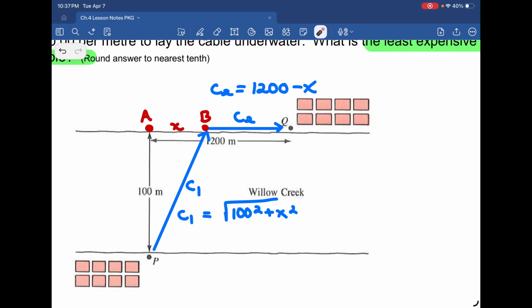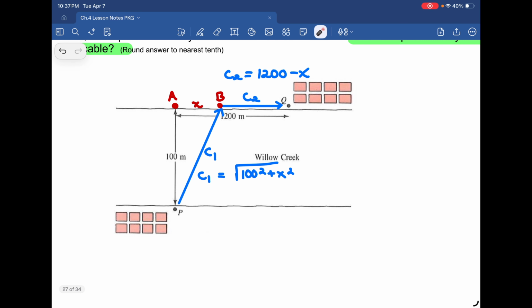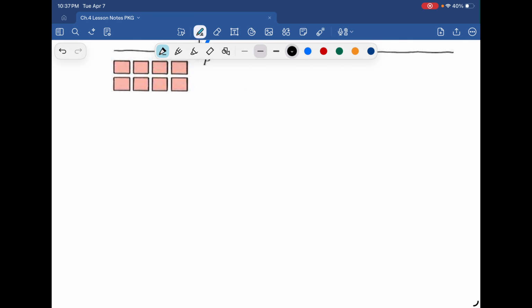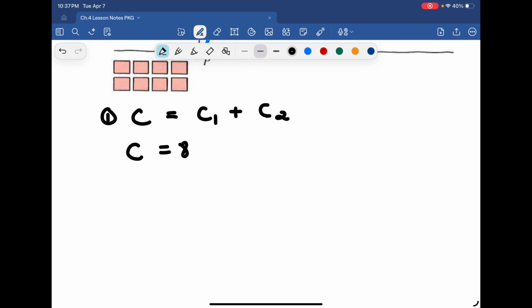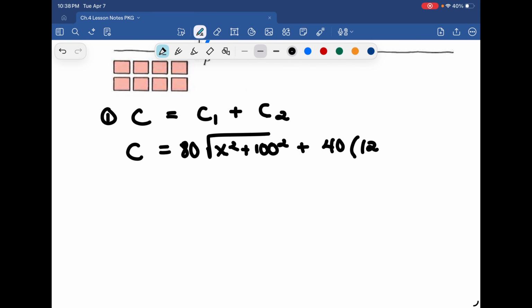Okay, great. Now we have a definition in terms of how much cabling we're going to use, but we want to put this in terms of a cost statement here. So I'm going to write this in the following way now. For step number 1, we're going to say the overall cost of this project is equal to the cost of cable 1 plus the cost of cable 2. The overall cost is equal to, well, it's more expensive to lay the part underwater, which is 80 times however much cable we're going to use underwater. So this square root of x squared plus 100 squared from our explanation above. And then I'm going to go plus the 40 multiplied by the 1200 minus x, which is our part that is on the land.